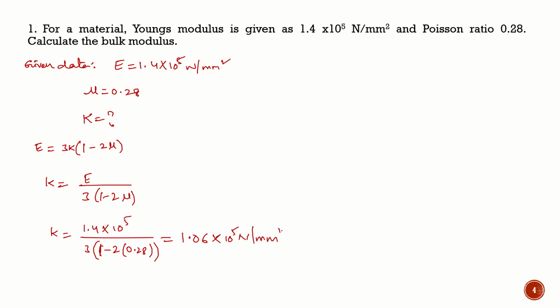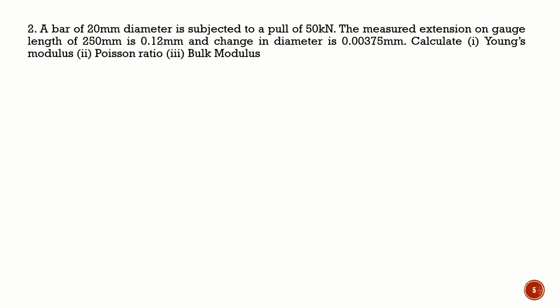So this is a basic level model problem. So this is how, if you know a relationship, you can calculate the other unknown. Let's move to the next problem. So a bar of 20 mm diameter is subjected to a pull of 50 kilonewton. The measured extension on gauge length of 250 mm is 0.12 mm and change in diameter is 0.00375 mm. Calculate Young's modulus, Poisson's ratio and bulk modulus.